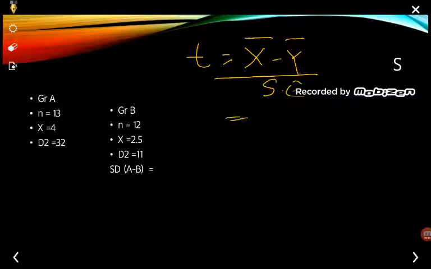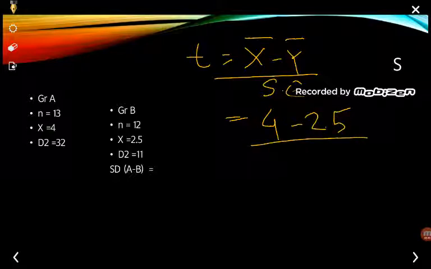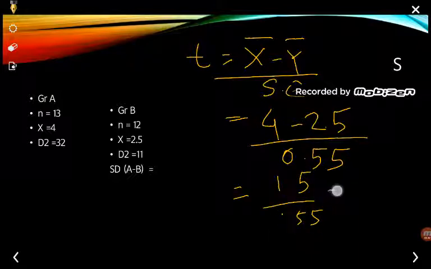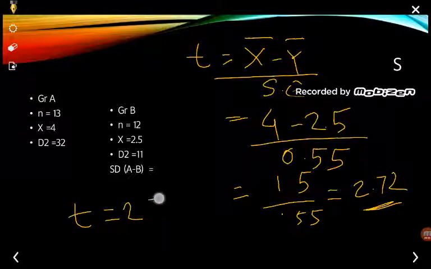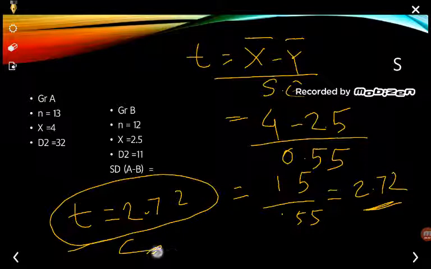So what is x bar? That is 4, the mean of the first variable, minus the mean of the second variable, that is 2.5, divided by the standard error, 0.55. So we will get almost 1.5 divided by 0.55, that equals 2.72. So what is the t value? The t value is equal to 2.72. So 2.72 is nothing but the calculated value.